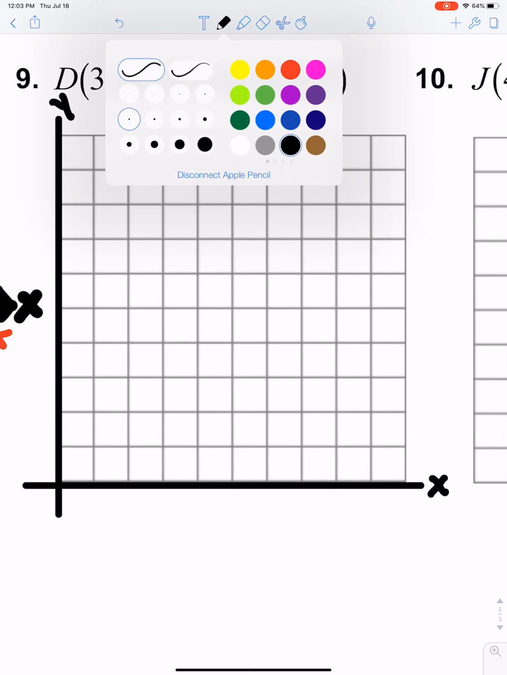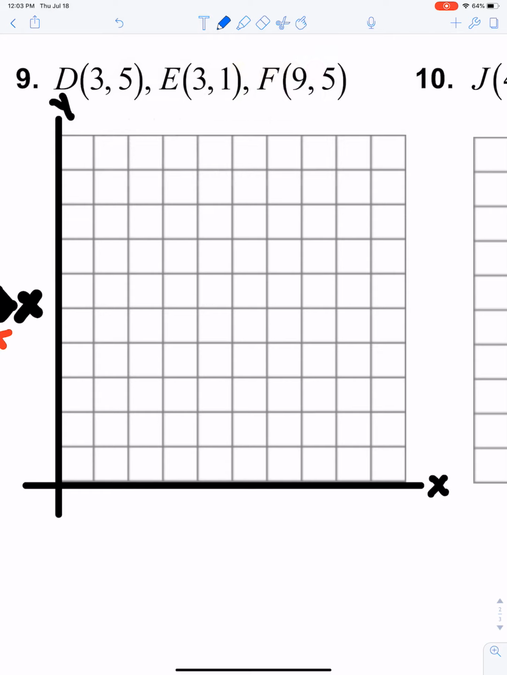Now I'm going to graph my triangle in blue. I have a point at (3, 2), which is going to be point D. I have a point at (3, 1), which is going to be point E. And I have a point at (9, 5), which is going to be point F. So here is my triangle.